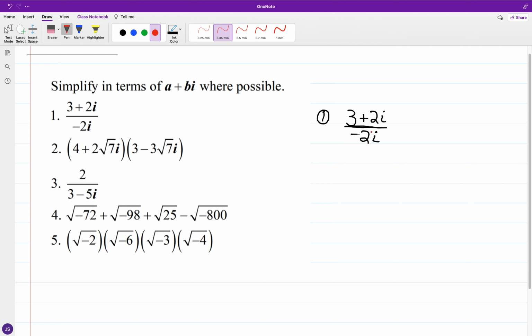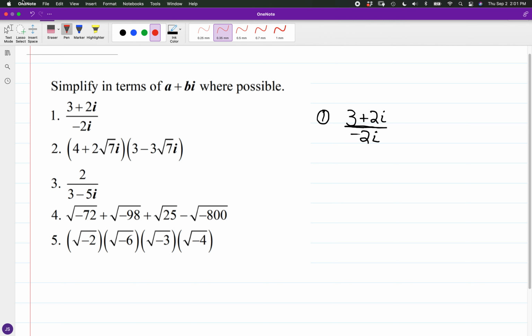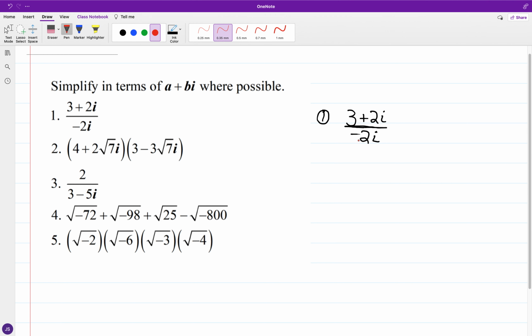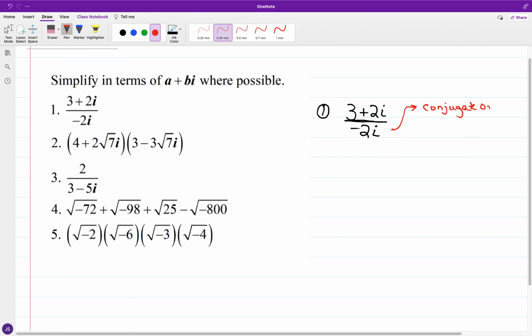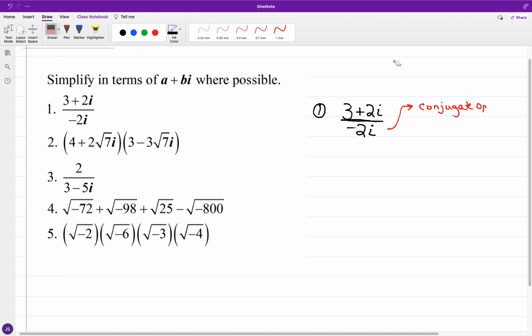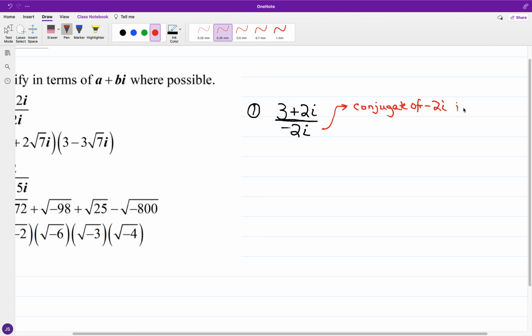Okay, and again we had left off with conjugates. In the case of dealing with conjugates, we have the denominator negative 2i. So the conjugate of negative 2i is going to be 2i.